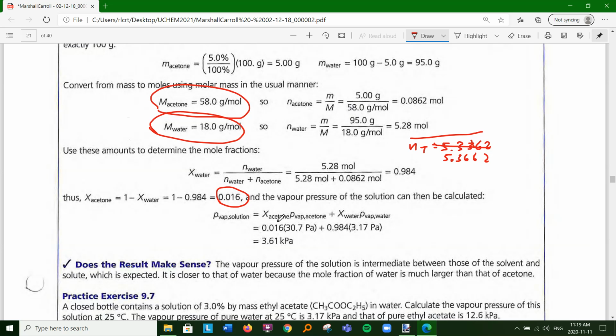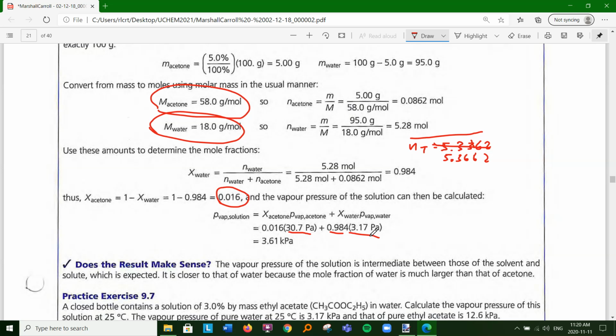So now, using the law where both components are volatile, the vapor pressure of the solution is the mole fraction of acetone, 0.016, times its pure vapor pressure, which was given, or you look it up in a chart, plus the mole fraction of water times its vapor pressure. So 0.016 times 30.7 plus 0.984 times 3.17, 3.61 kilopascals. So that is the vapor pressure of the solution.